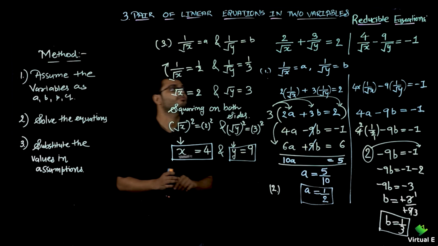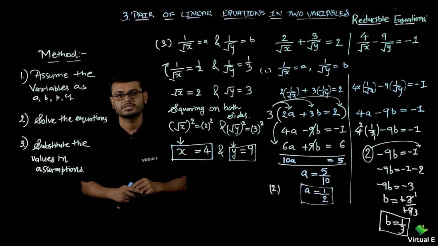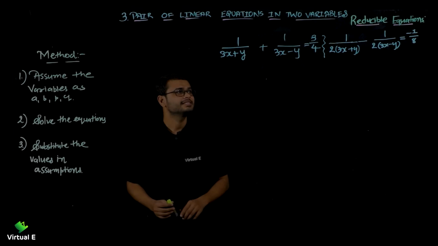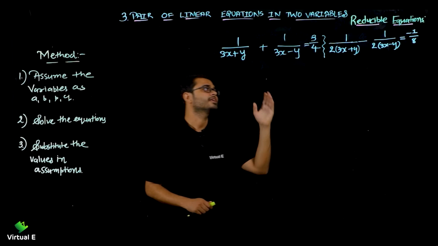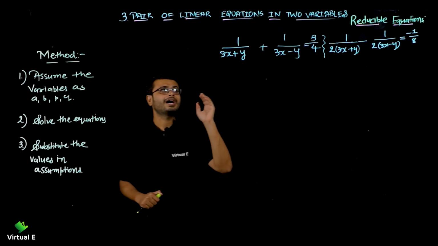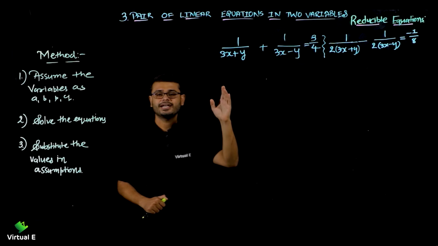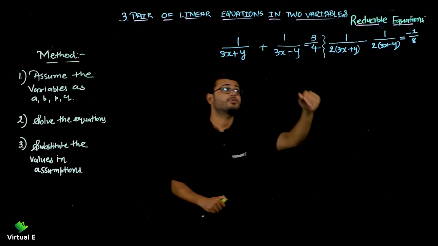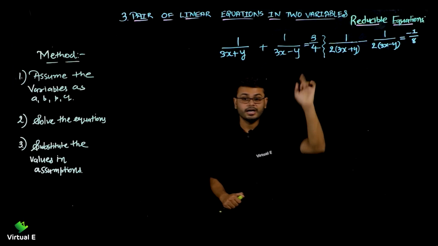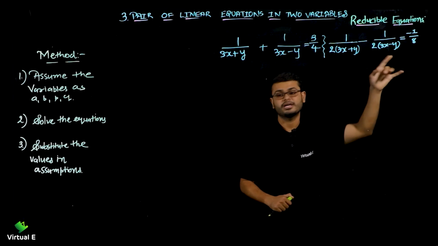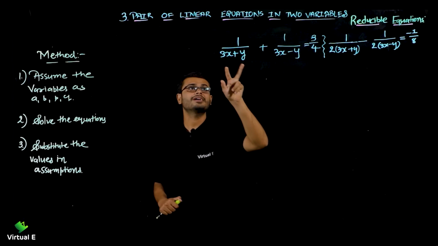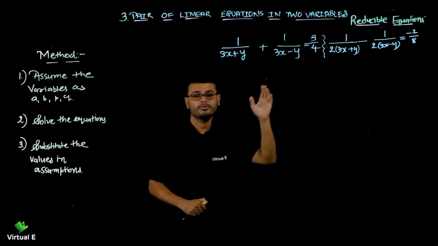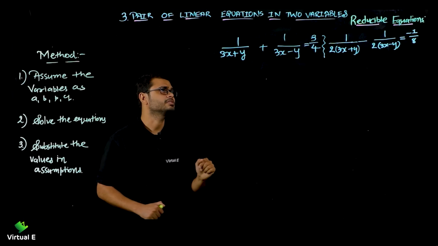So this is how we do reducible equations. We are going to discuss a third example as well. So let's discuss the third example for reducible equations. First of all, identify if there are any kind of patterns for variables. Here 3x plus y, 3x minus y, and 3x plus y again, and 3x minus y again. So you can see there is an identifiable pattern over here. So we need to catch it, and we are going to replace it with some other variables.